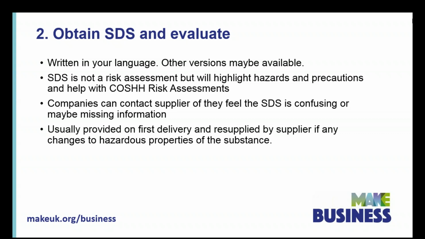The SDS should be provided on first delivery and resupplied if anything changes. So if any of the hazardous properties of the chemical change, the supplier will, or should I say, supply you with an updated version. Information could change because the way the chemical was tested in the laboratory may not have been as accurate as it could have been, so the data may not be as reliable. Therefore, they've found that the substance is safer or more dangerous than originally thought, so the category may have changed. And that's something that's going on as we speak. All substances, and the testing is being verified and validated. So sometimes they will change.